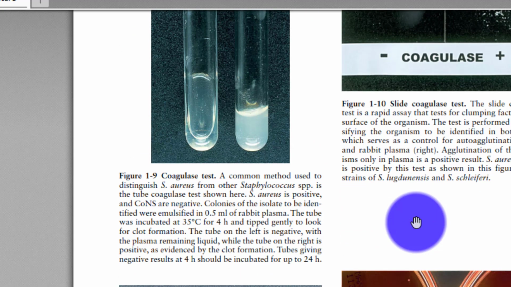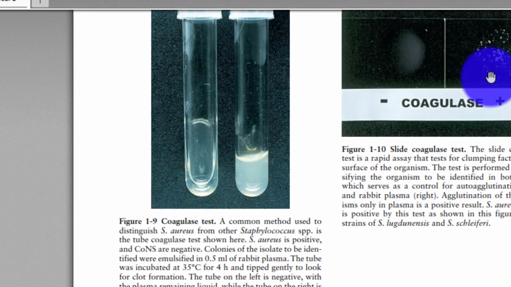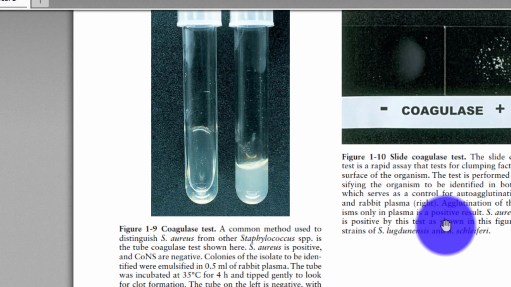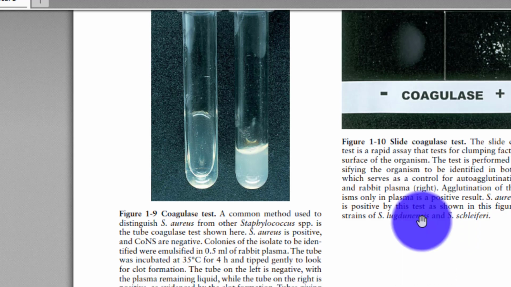Catalase, coagulase. This is coagulase positive and negative. Coagulase test. The slide coagulase test is a rapid assay that tests for clumping factor on the surface of the organism. The test is performed by emulsifying the organism to be identified in both saline, which serves as a control for autoagglutination, left, and rabbit plasma, on right. Agglutination of the organism only in plasma is a positive result. Staph aureus, the positive result, negative result.